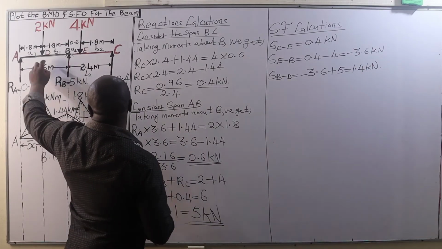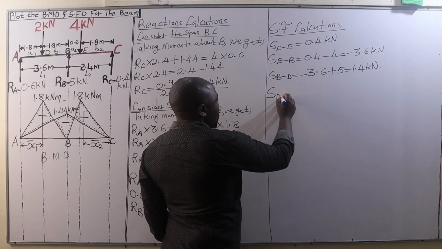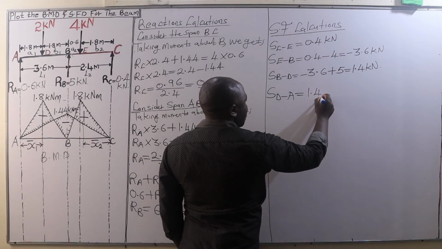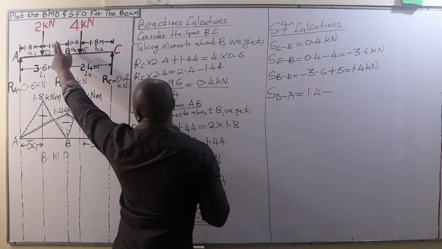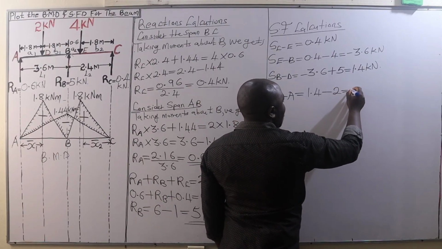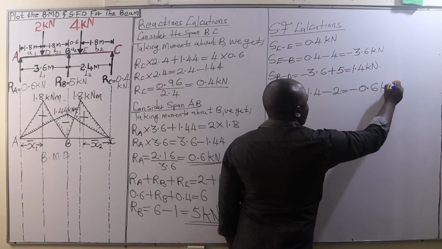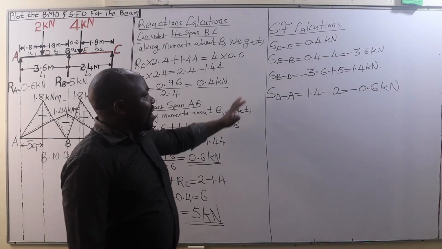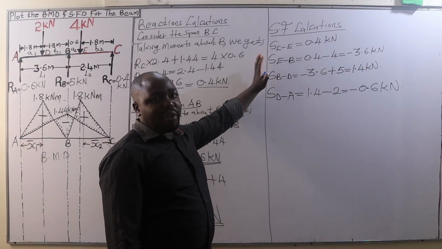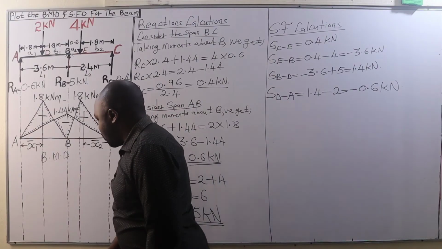Finally, the shear force between D and A. So we go to the shear force between D and A, which is going to be this 1.4 kilonewtons minus the 2 kilonewtons at D, and that's going to give us negative 0.6 kilonewtons. So those are the values of the shear forces, and we are going to use these values to plot a shear force diagram. Now, this is what we are going to have.